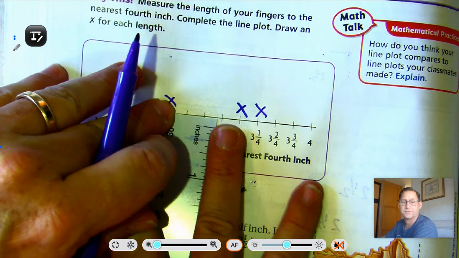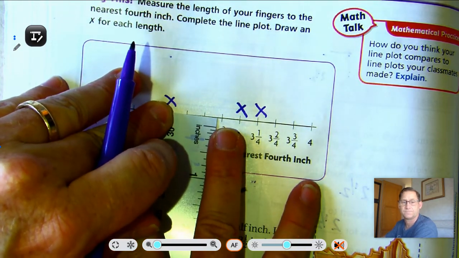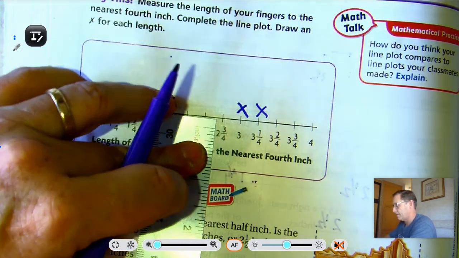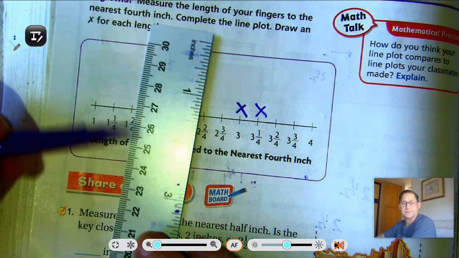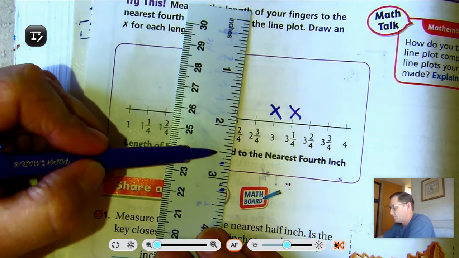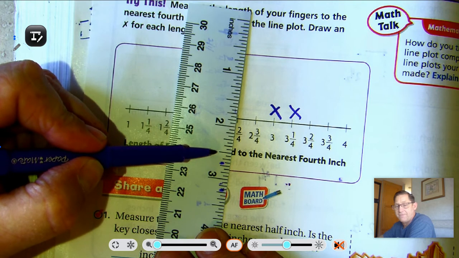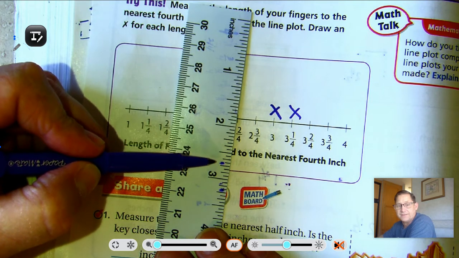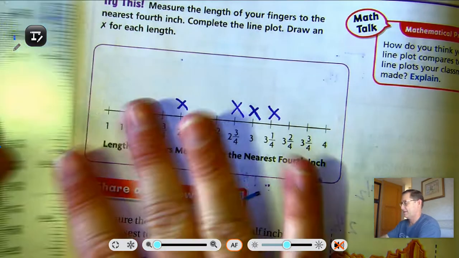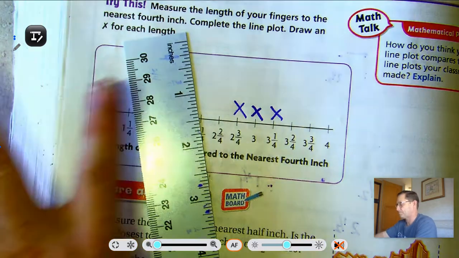So line it up with 0. I'm going to say it ends right there. So it's in between. That's 2.5 or 2 2/4, and this would be 2 3/4. Which one is it closest to? 2 3/4. So 2 3/4. And the last one.